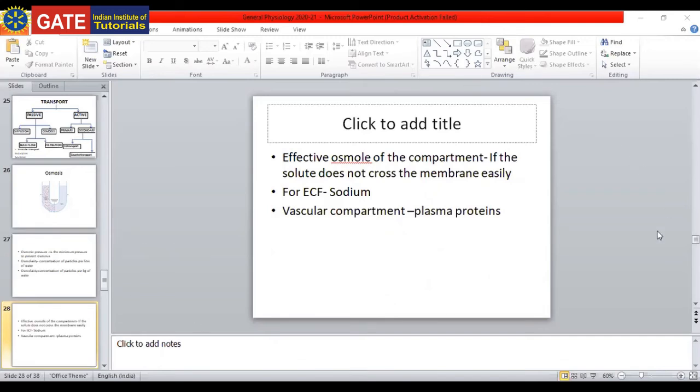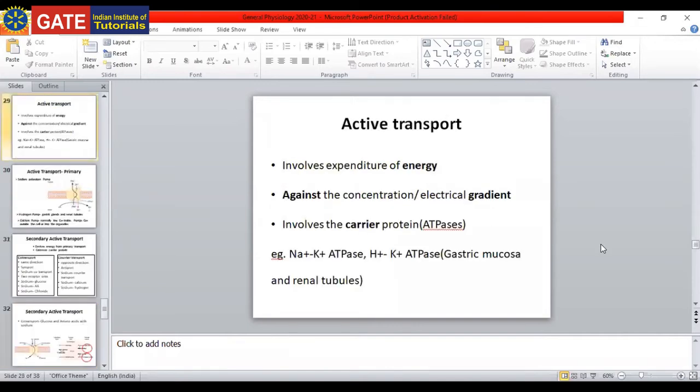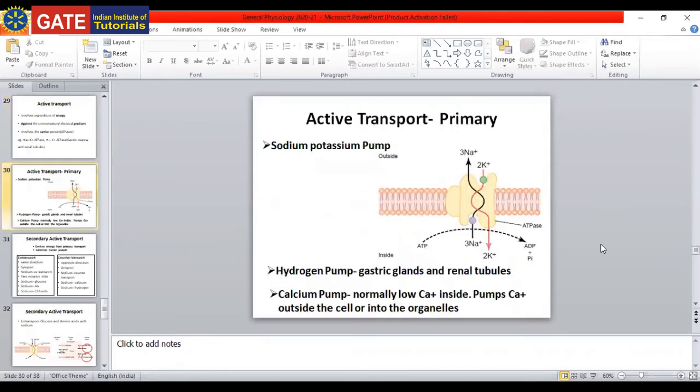A little about active transport. I'll not take much time here. I just want to give an understanding of active transport to you all. It requires energy, and it is against the gradient. It requires a carrier protein. Again, depending on the kind of transport, the most common one, which is responsible for the maintenance of the resting membrane potential, is the sodium potassium pump. I think all of you know about this. Anyways, we have three.